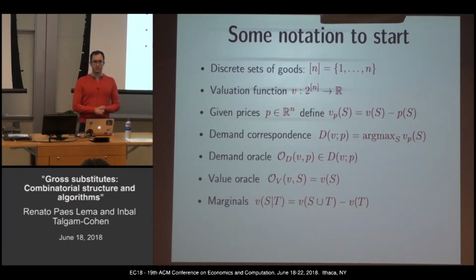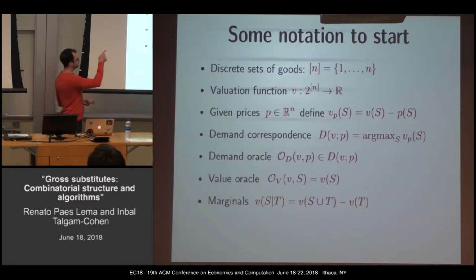So let me do some notation to start. I call them goods, but it's really items. There's n items. It will be our base set for everything, just 1 to n. Simple. Then we'll look at valuation functions. The valuation functions are defined on systems of subsets. So 2 to the n is all subsets of n. You can also think of it as a function on the hypercube.